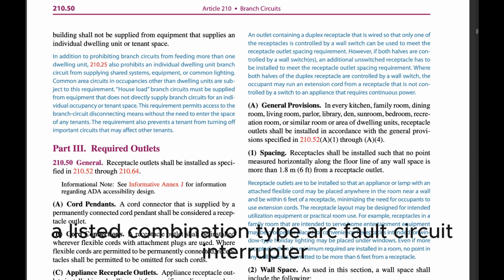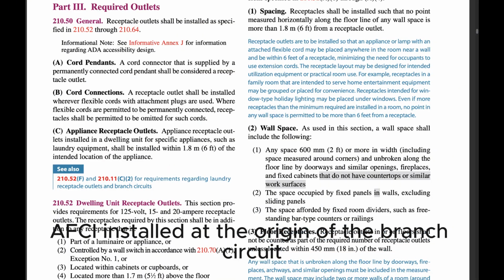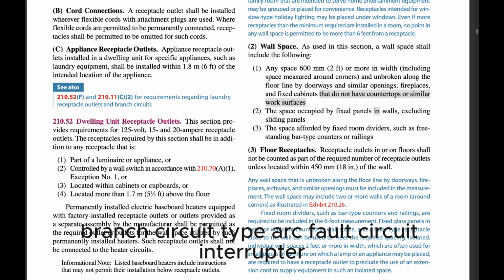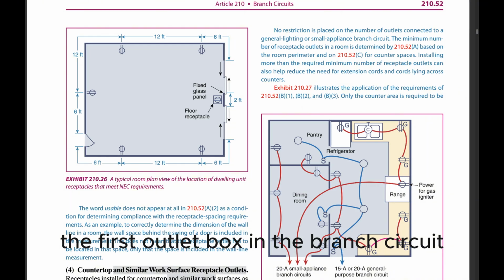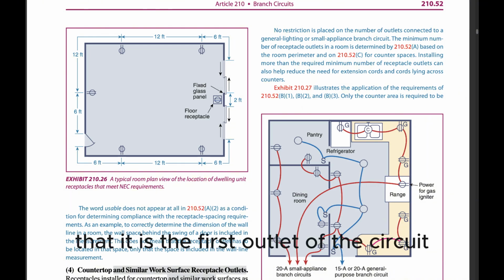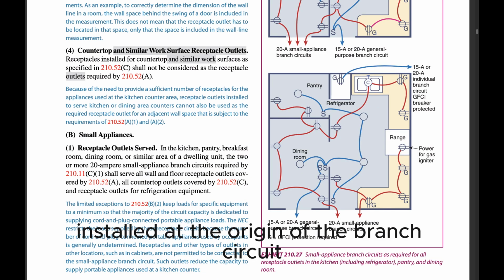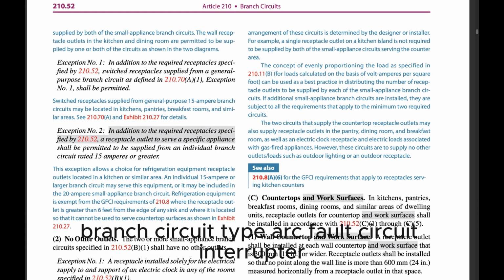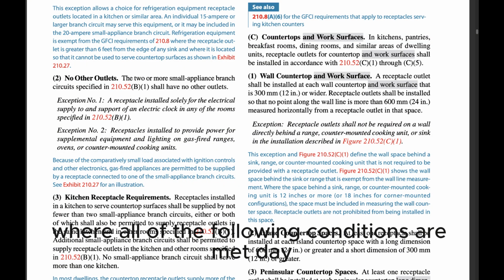1. A listed combination-type arc-fault circuit interrupter, installed to provide protection of the entire branch circuit. 2. A listed branch/feeder-type AFCI installed at the origin of the branch circuit in combination with a listed outlet branch-circuit-type arc-fault circuit interrupter installed at the first outlet box on the branch circuit. The first outlet box in the branch circuit shall be marked to indicate that it is the first outlet of the circuit. 3. A listed supplemental arc protection circuit breaker installed at the origin of the branch circuit in combination with a listed outlet branch-circuit-type arc-fault circuit interrupter installed at the first outlet box on the branch circuit where all of the following conditions are met.